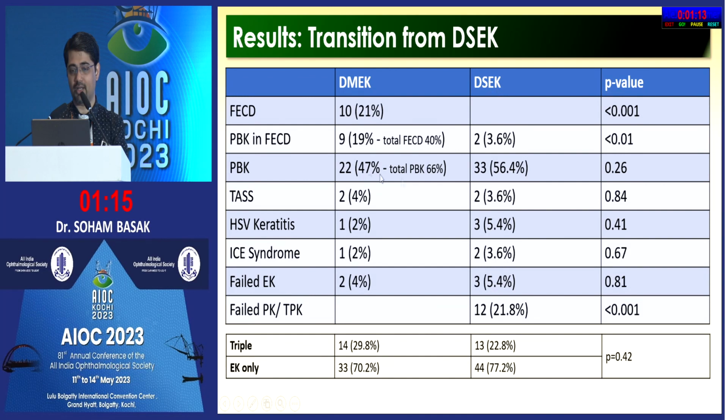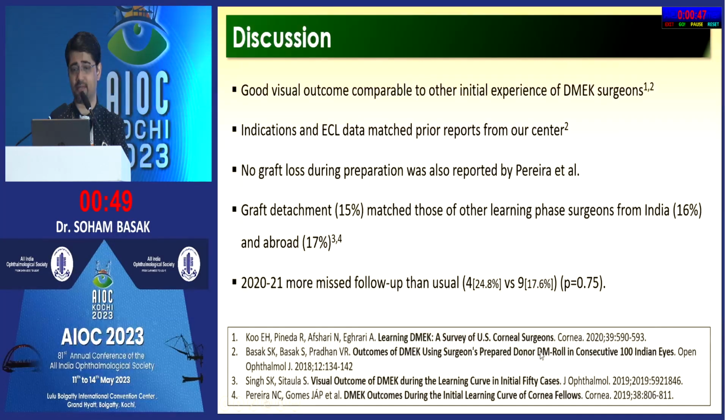If you look at the indications, these are the 3 places where it's highlighted. One is Fuchs, almost entirely shifted to DMEK. Then PBK in FECD, again almost entirely shifted to DMEK. PBK due to other causes was about a 50-50 distribution. And finally, in failed PK and failed therapeutic, mostly DSEK was done. The triple procedures were again similar in both groups, 30% for DMEK and 23% in DSEK.